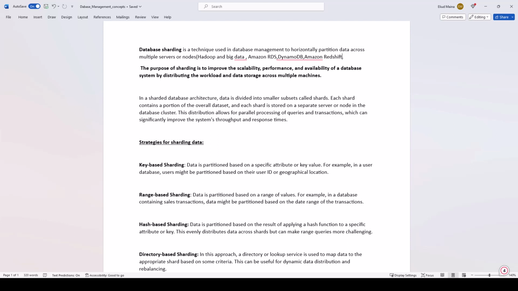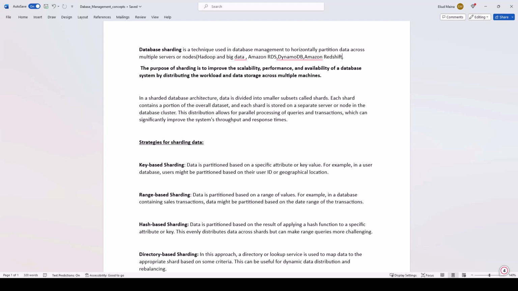And also we have another database service, Amazon Redshift. Amazon Redshift is a fully managed data warehouse service that supports sharding through distribution keys. So by choosing appropriate distribution keys such as key, even, or all, you can shard data across nodes to optimize query performance and also concurrency.